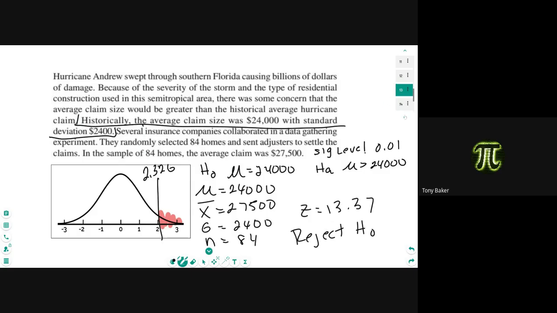And if we think about it, 24,000 plus 2,400 is 26,400. You're already at like one standard deviation out. This 27,000 claim is almost two standard deviations away from it to begin with. So you're starting to get into that realm of it's probably not going to happen.